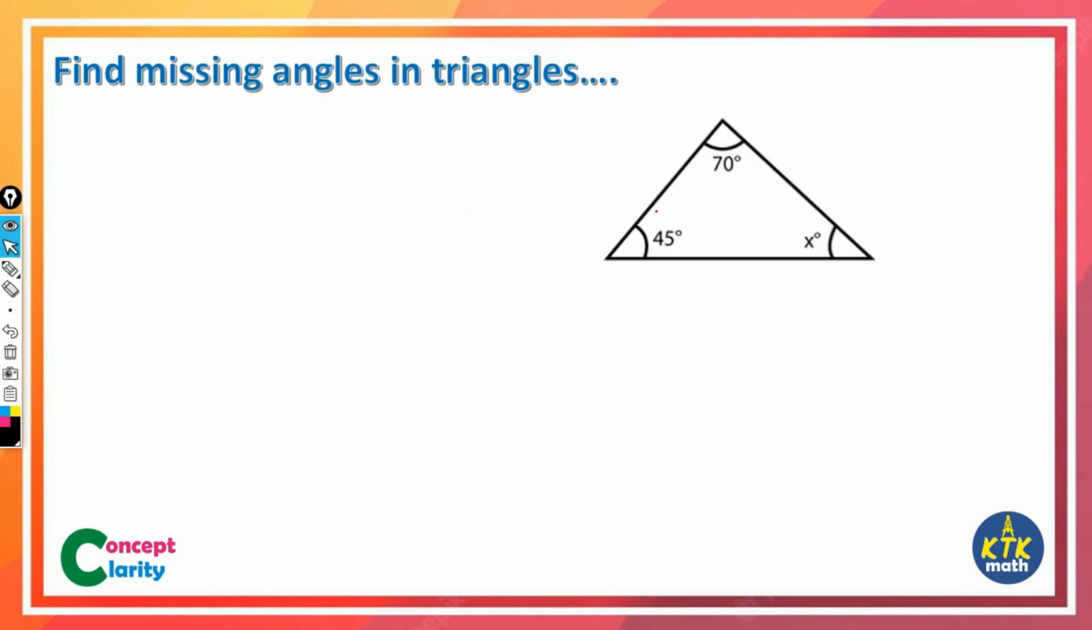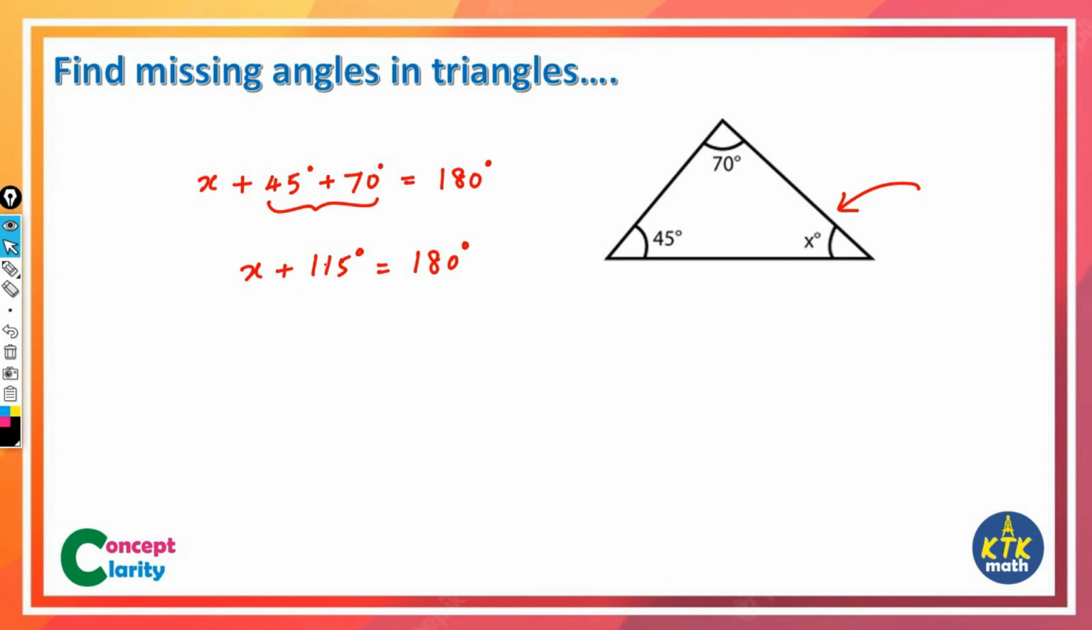For example, take a look at this diagram. Here the diagram is given with three angles, and one angle is missing. How can we apply that property in identifying the missing angle here? Just now we have learned that when you add these three angles, you are going to get 180. So simply add everything: x plus 45 degrees plus 70 degrees is equal to 180. Adding these two, you get 115 is equal to 180.